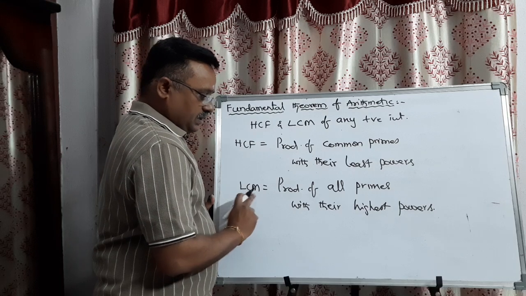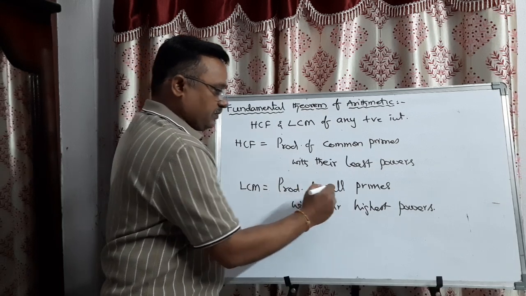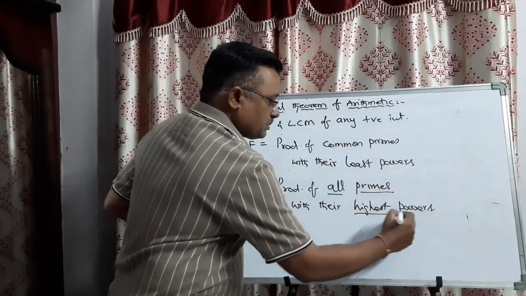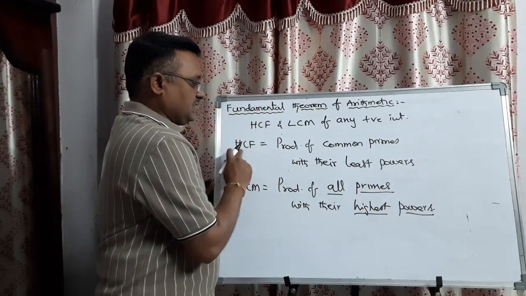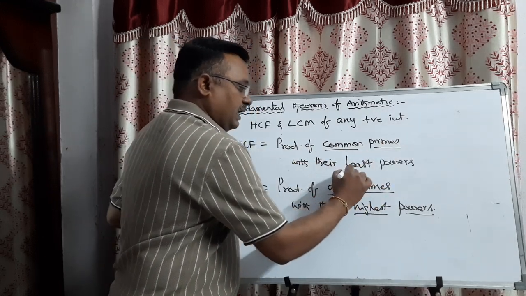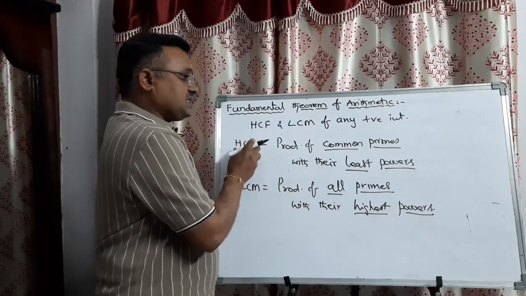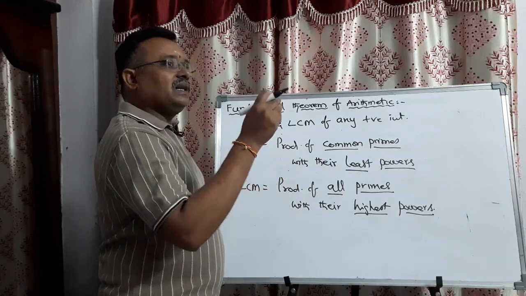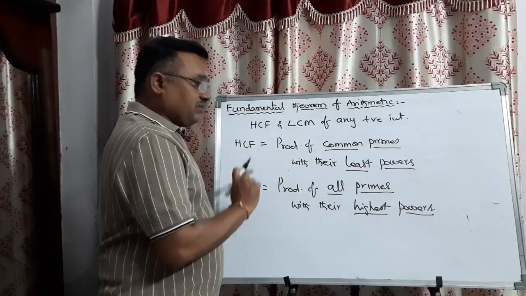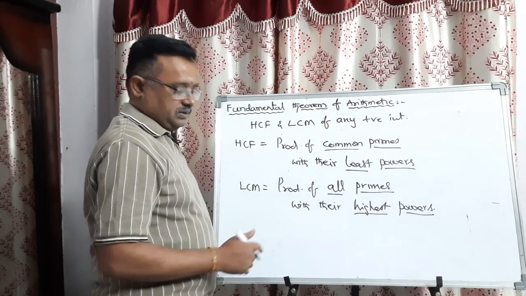Okay, LCM can be calculated by doing the product of all primes with their highest powers, whereas HCF will become the product of common primes only and with least powers. So in general HCF will become less than or equal to the given numbers, LCM will become a bigger number, bigger or equal to the given numbers. Okay na, remember that one.